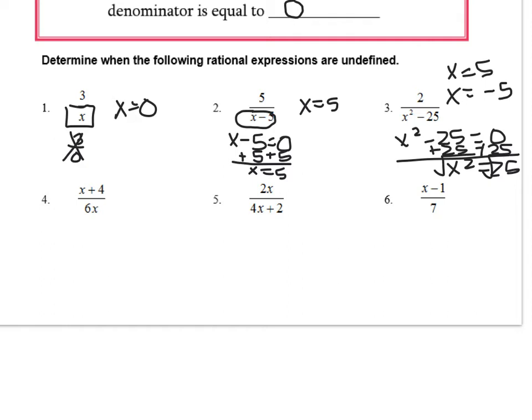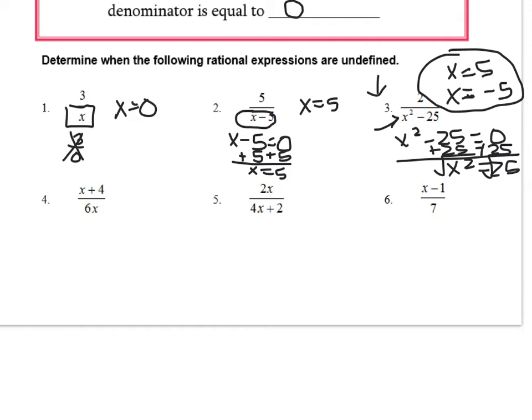If you plug in x equals 5 here, you'd get 5 squared minus 25, which would be 25 minus 25, or 0. It would make the whole fraction undefined. If you were to plug in x equals negative 5, you would get negative 5 squared minus 25. You know that negative 5 squared is positive 25, and again, 25 minus 25 would give you 0. So for this number 3, there's actually 2 values of x that make the fraction undefined.